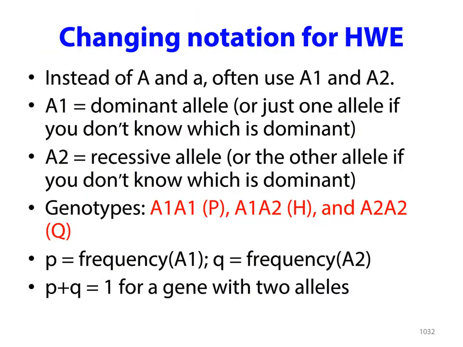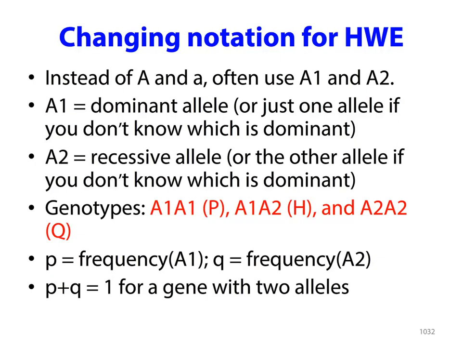So we're going to change up the notation a little bit because, again, I want you to see how other researchers use these frequencies. Instead of big A, little a, often they use A1 and A2. A1 is the dominant allele, or it's just one of them if you're not sure which is dominant. A2 is the recessive or just the other allele.